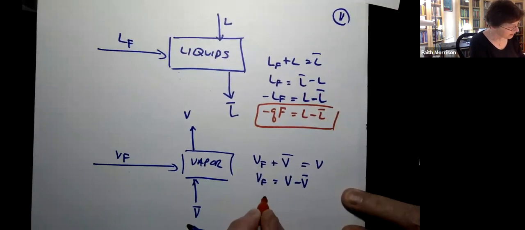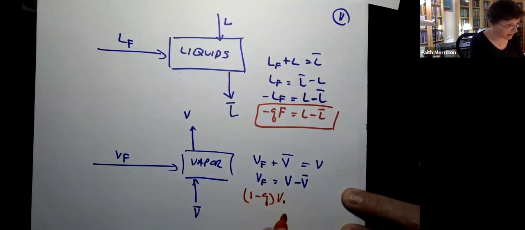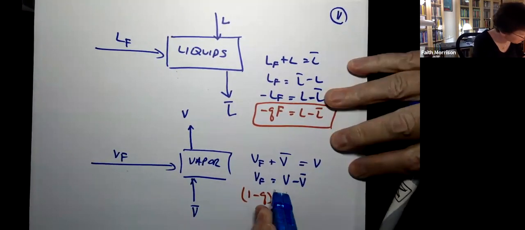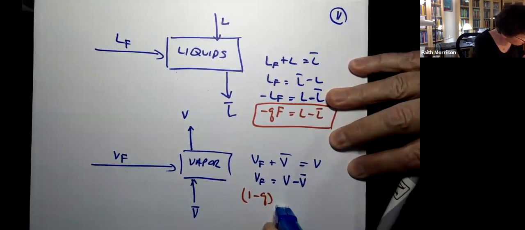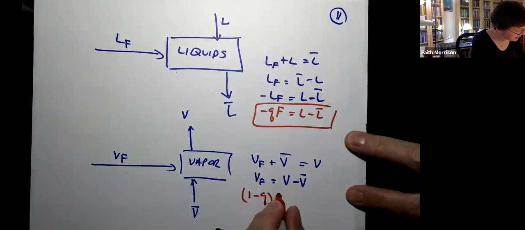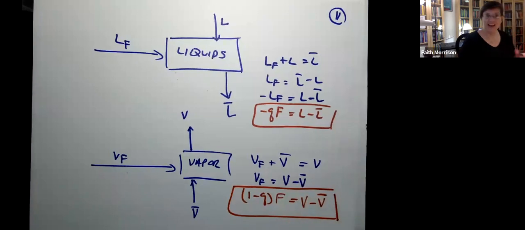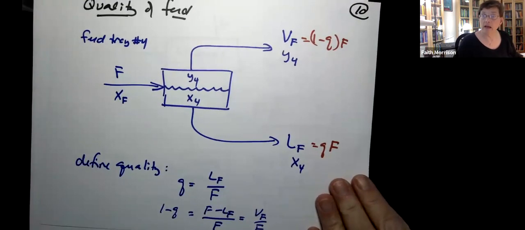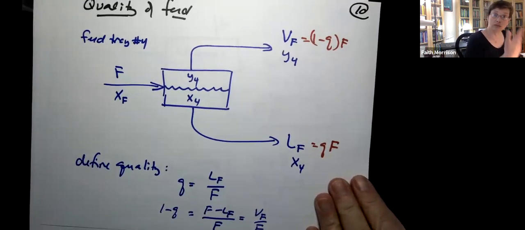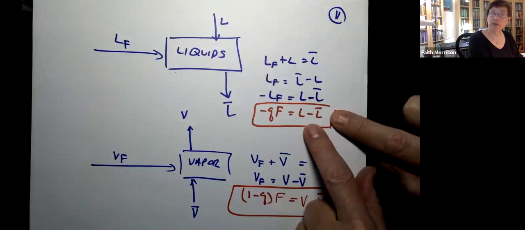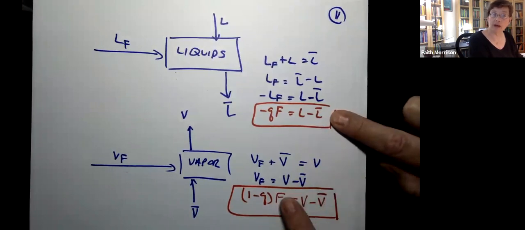So 1 minus Q VF, excuse me, 1 minus QF, slight typo there. One minus QF is equal to VF equals V minus V bar. So this little exercise where we considered the conditions of the feed, and wrote it in terms of quality, has allowed us to express these differences between the molar flow rates at the top and bottom of the column.